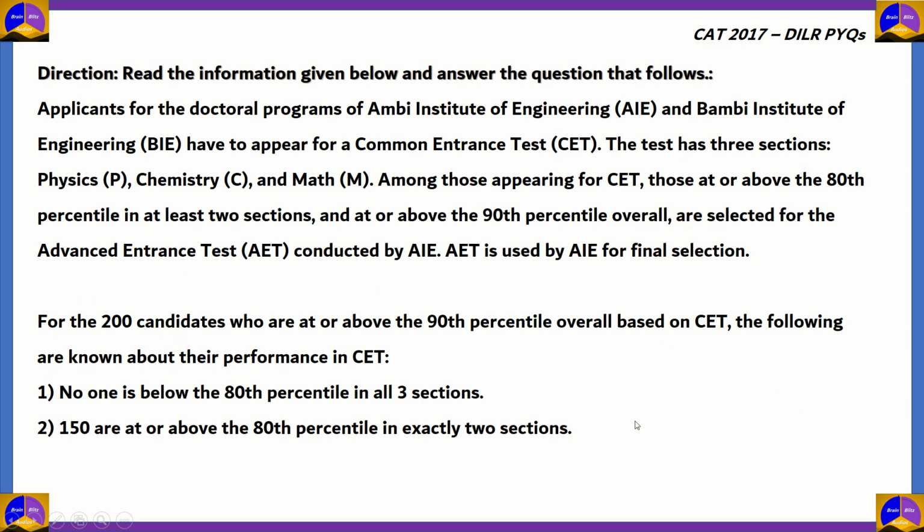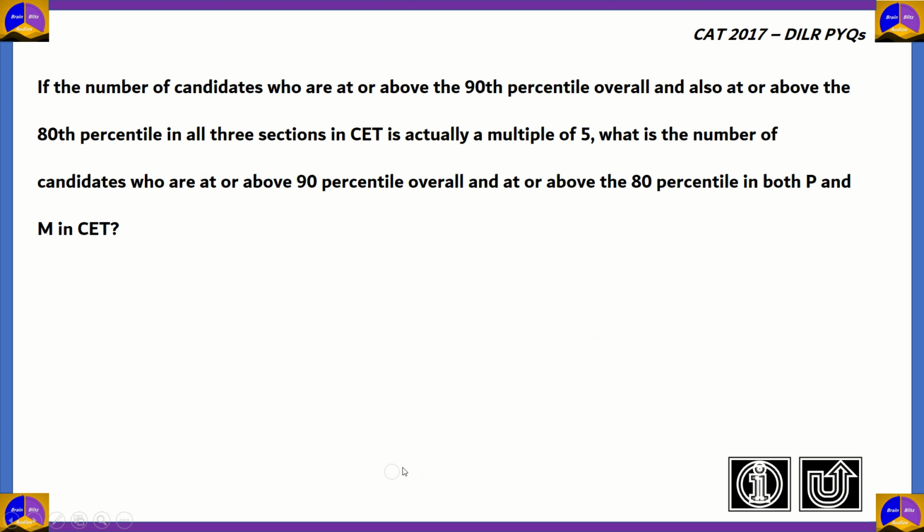Now when we move on to the second question, it says if the number of candidates who are at or above the 90th percentile overall and also at or above the 80th percentile in all three sections in CET is actually a multiple of 5, what is the number of candidates who are at or above 90th percentile overall and at or above the 80th percentile in both P and M in CET?